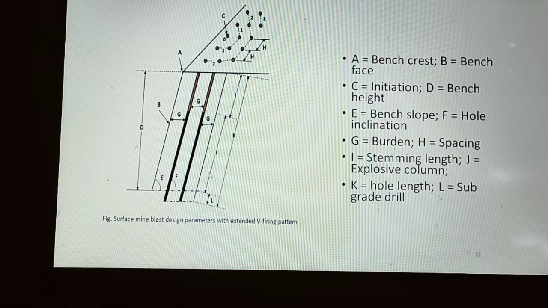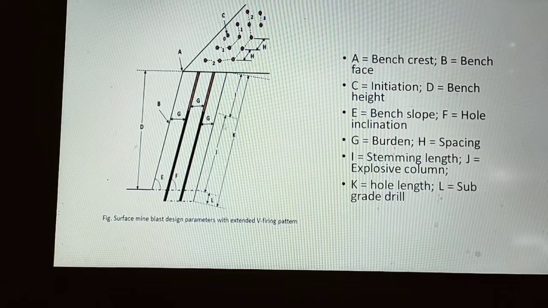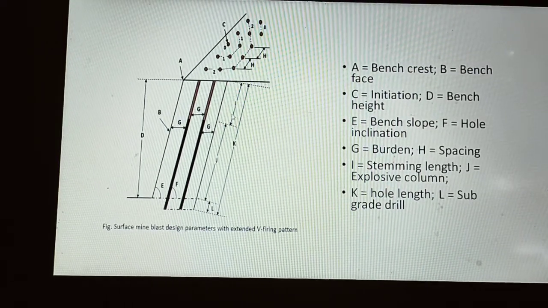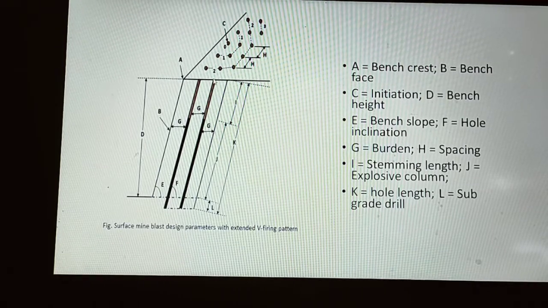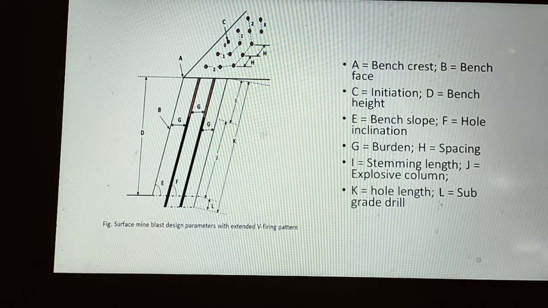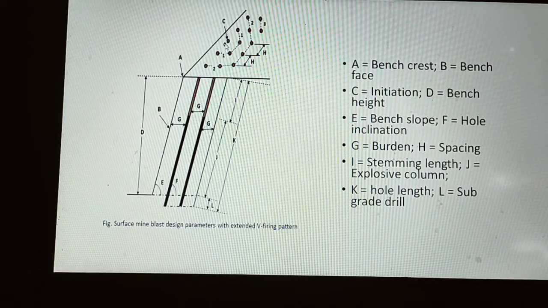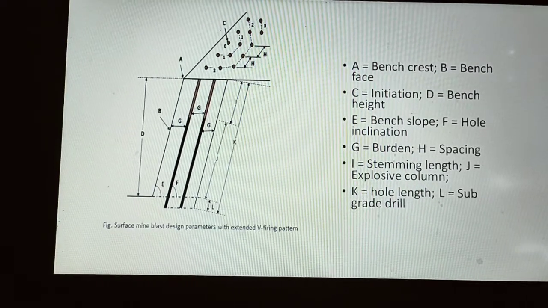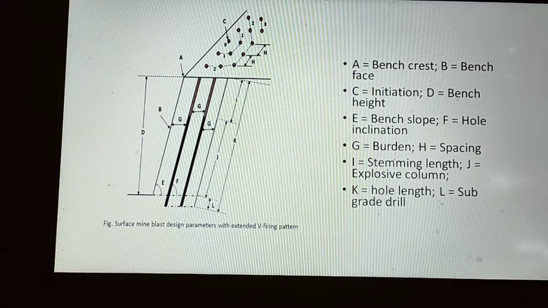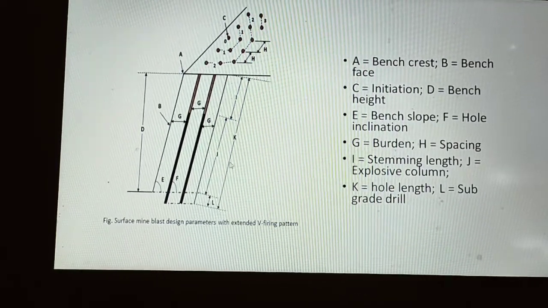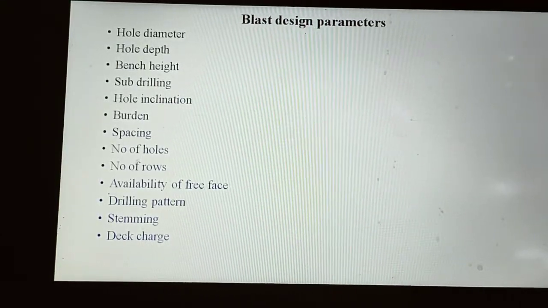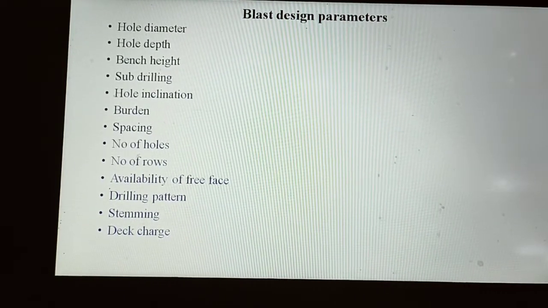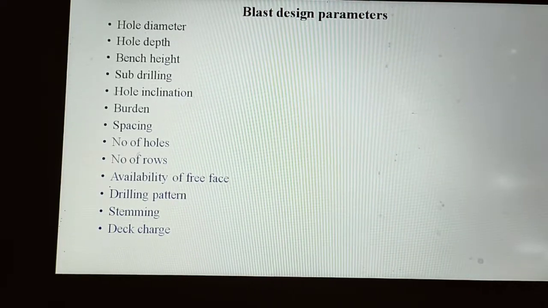J is the column charge. And here I is the stemming. Here 0, 1, 2 basically represent the delay series. And here, what is the role of hole diameter? It plays an important role because the velocity of detonation depends on the hole diameter.